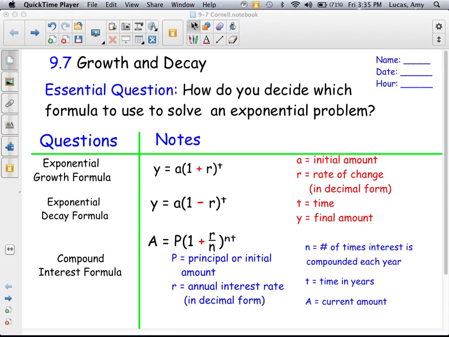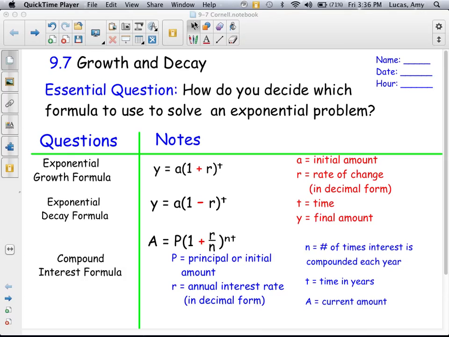The third and most complicated formula is the compound interest formula. Compound interest is used when you purchase something like a house or a car, or you take out a loan from the bank. Interest is often compounded, which means that it may be calculated more than once a year. This formula is also used if you invest money, where interest is compounded.